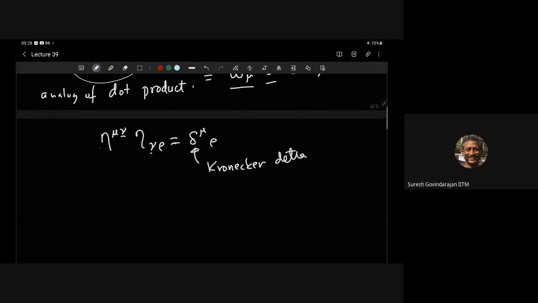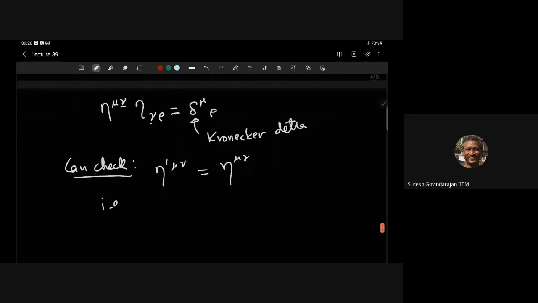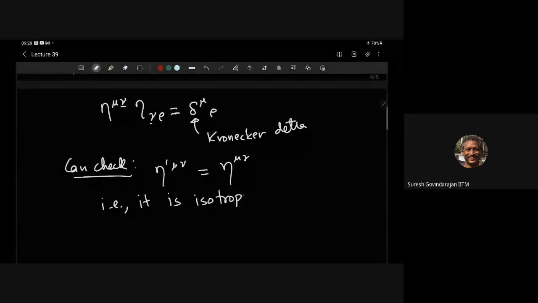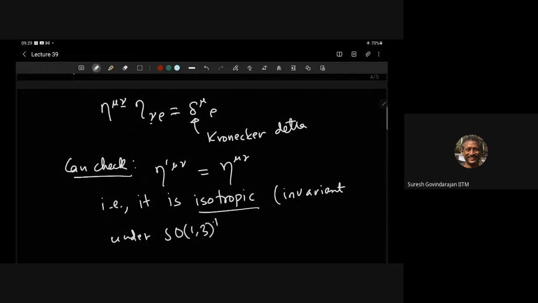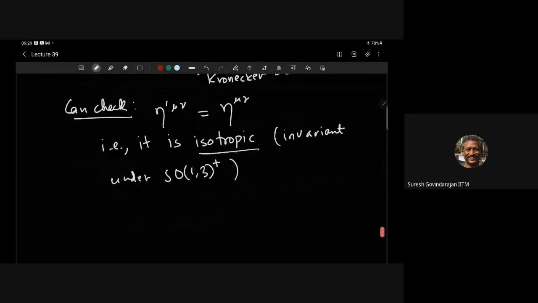I want to say one more property. You can check that eta prime mu nu is equal to eta mu nu. That is, it is isotropic, or rather invariant under Lorentz transformations, so in all frames it looks the same.